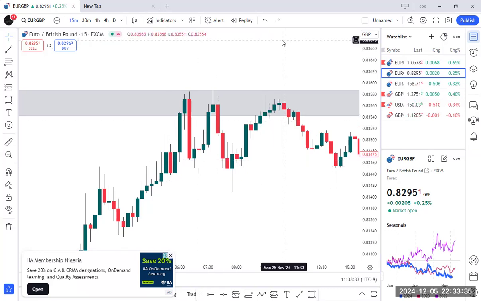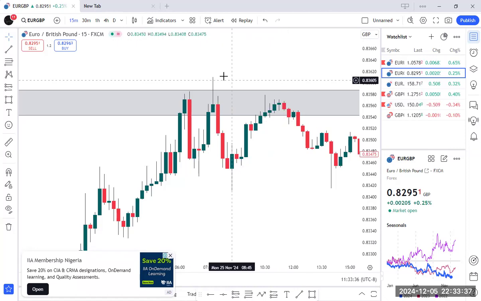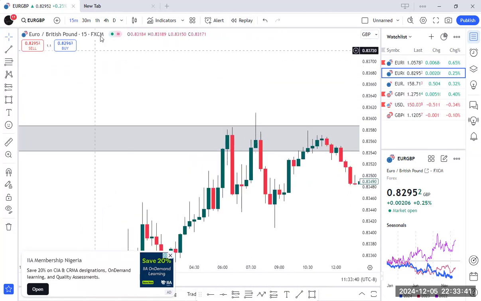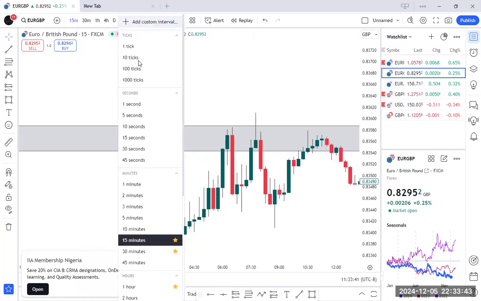Okay, these are the time frames here. I don't know if you can see me. I marked out the 15 minutes time frame, the 30 minutes time frame, the 1 hour time frame, the 4 hours time frame, and the daily time frame.